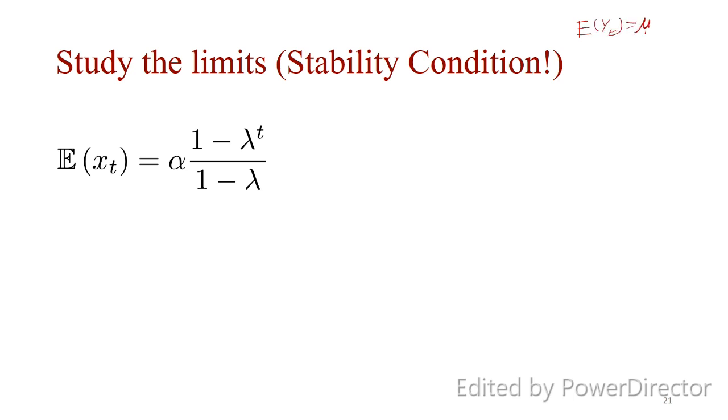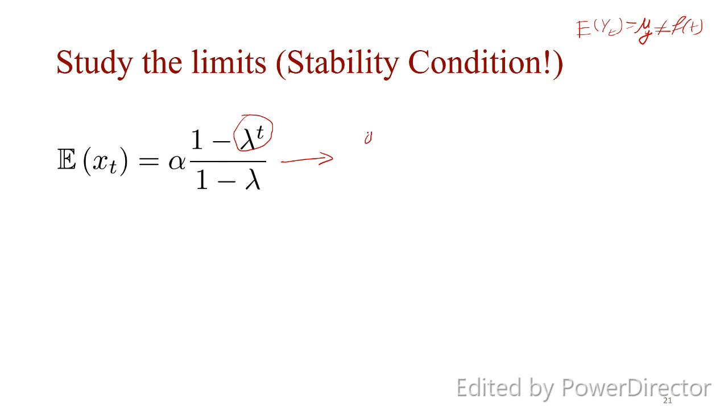Mu, which is a constant, I'm going to call it mu of y, which is the mean of y. It is a constant that is not a function of time. But here, as you can see, the expected value of the autoregressive process of order 1 is a function of time because of this. But what happens when t goes to infinity and lambda is between 0 and 1?